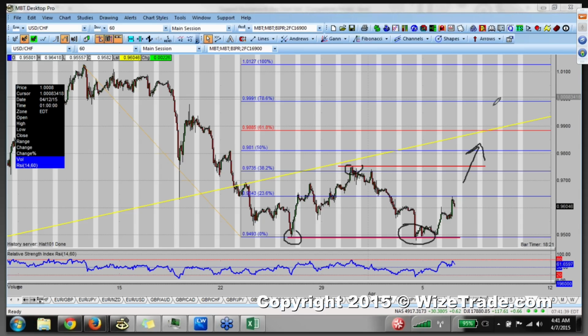But I will tell you this. Later on this week, especially if the euro breaks below 108, I mean, we have this double bottom here. If we break through these highs, then our measured move takes us back up towards here. So, that's possible.